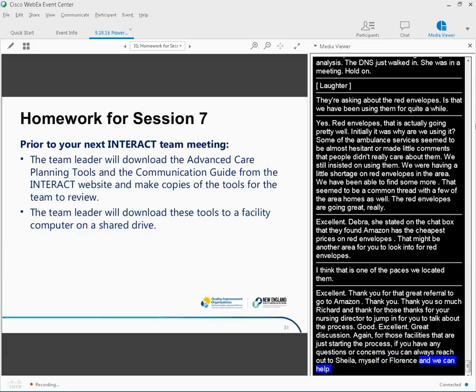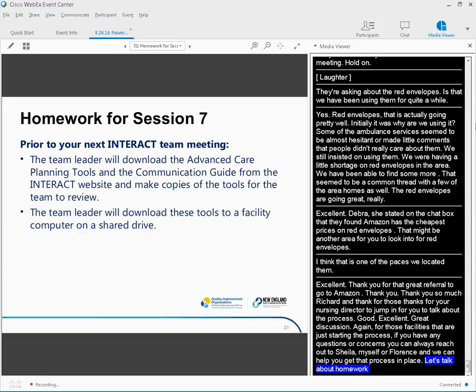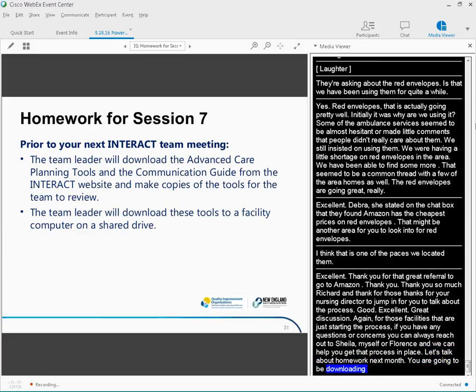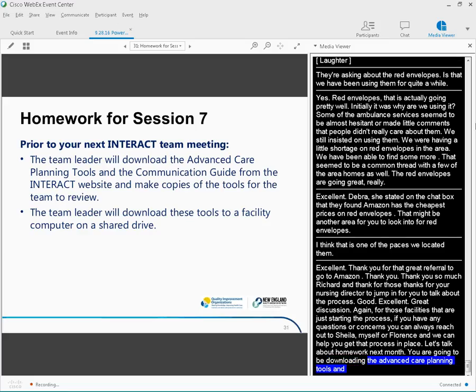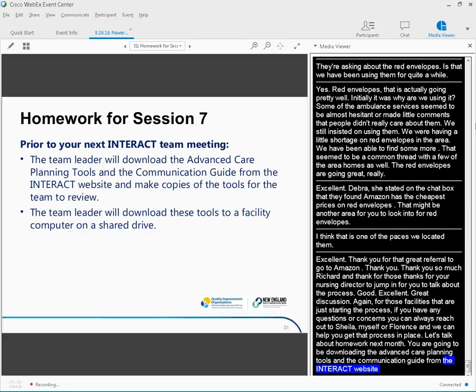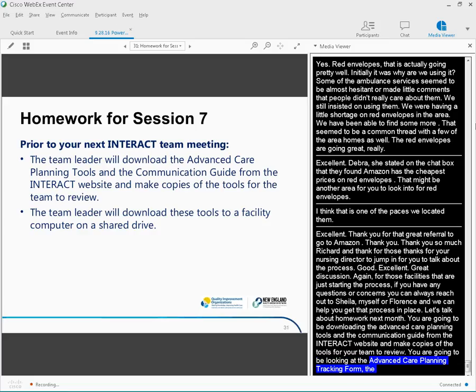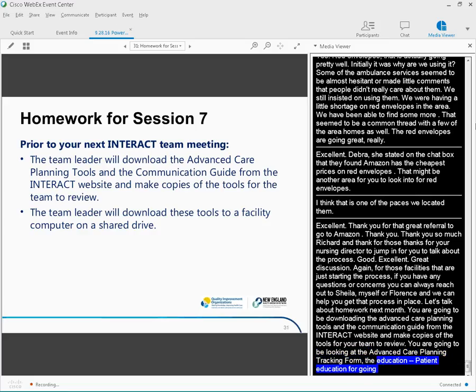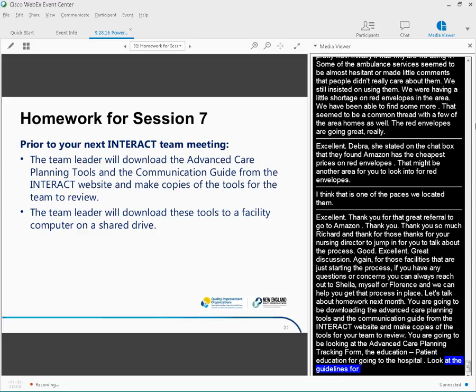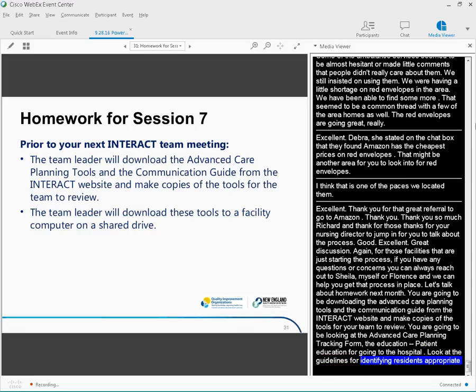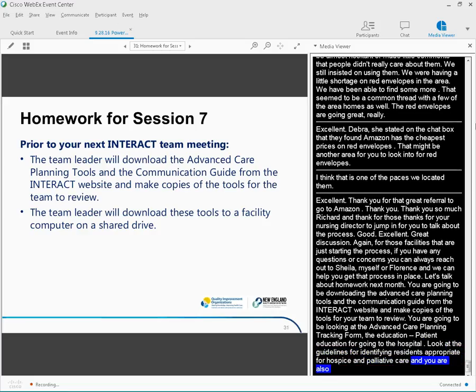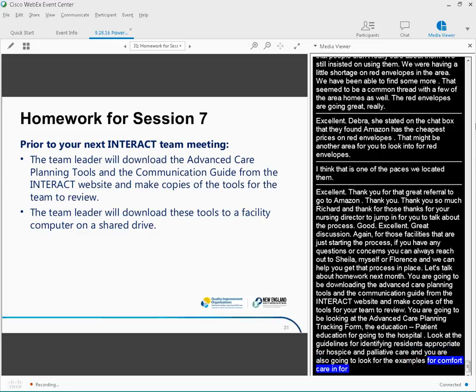So you're going to be downloading the Advanced Care Planning tools and the communication guide from the Interact website and make copies of the tools for your team to review. So you're going to be looking at the Advanced Care Planning tracking form, the patient education for going to the hospital. You're going to look at the guidelines for identifying residents appropriate for hospice and for palliative care. And you're also going to be looking for the examples for comfort care interventions. And then also the team leader is going to download these tools to a facility computer on a shared drive.